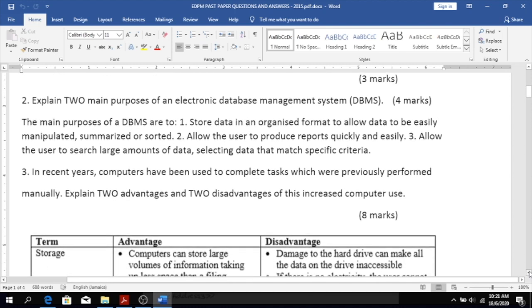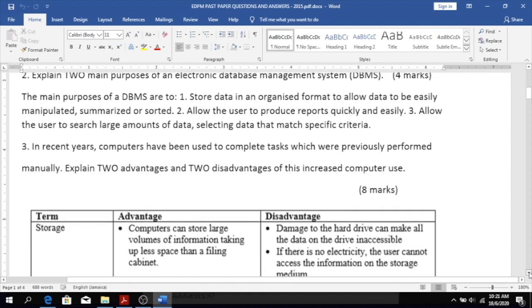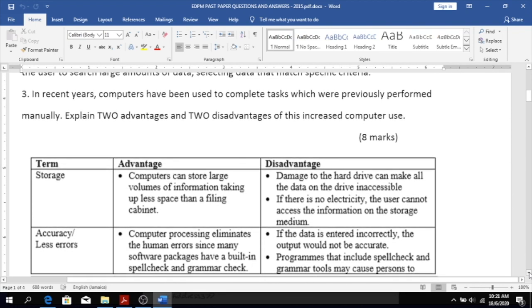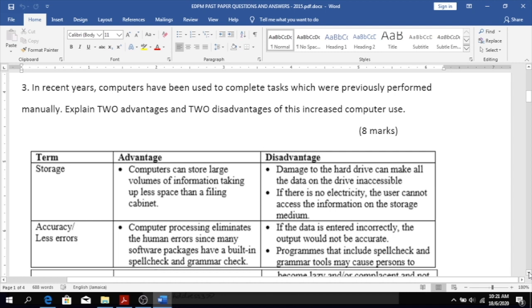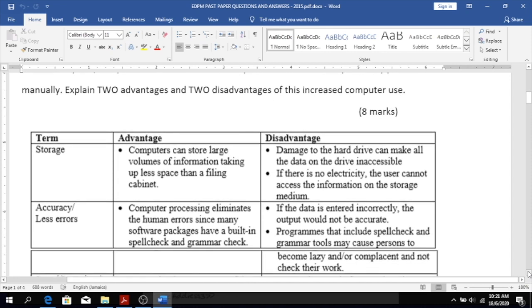Let us move to number three, which says, in recent years, computers have been used to complete tasks which were previously performed manually. Explain two advantages and two disadvantages of this increased computer use. One is storage. The advantage where storage is concerned is that computers can store large volumes of information, taking up less space than a filing cabinet.